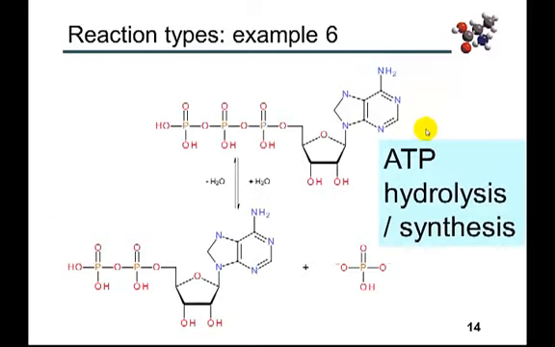Another classic and very important hydrolysis reaction, we have ATP up here. If we add water, we hydrolyze it to ADP plus inorganic phosphate. An exergonic process, or conversely, the endergonic synthesis, we take phosphate and ADP and we make ATP. So it's ATP hydrolysis and synthesis.